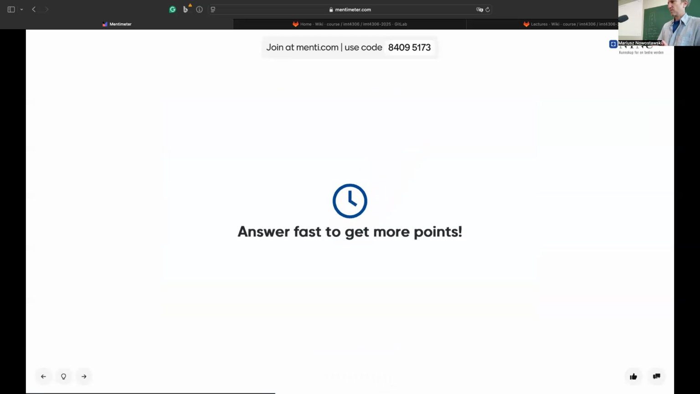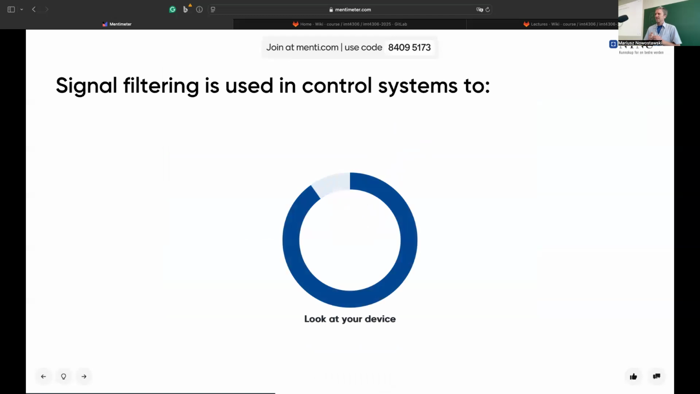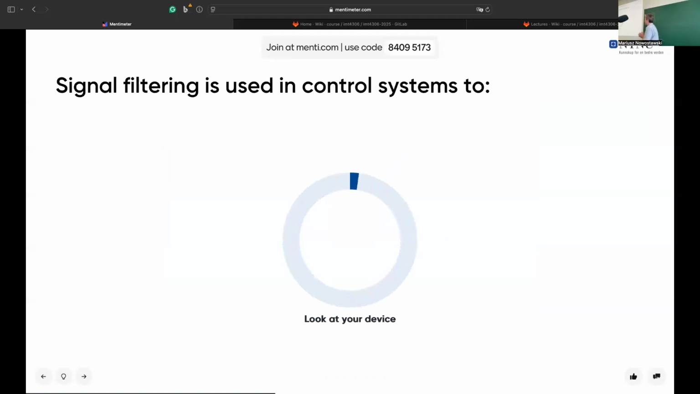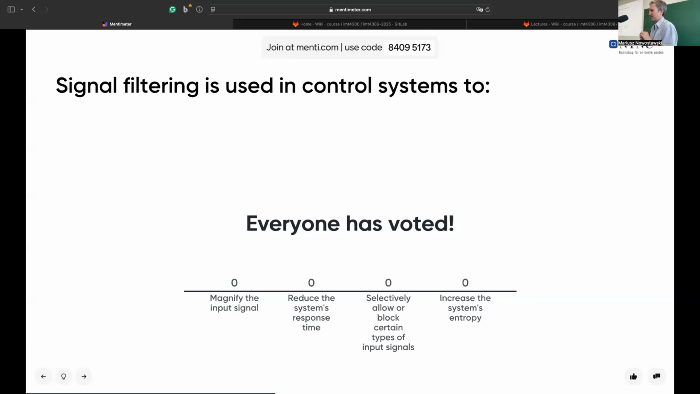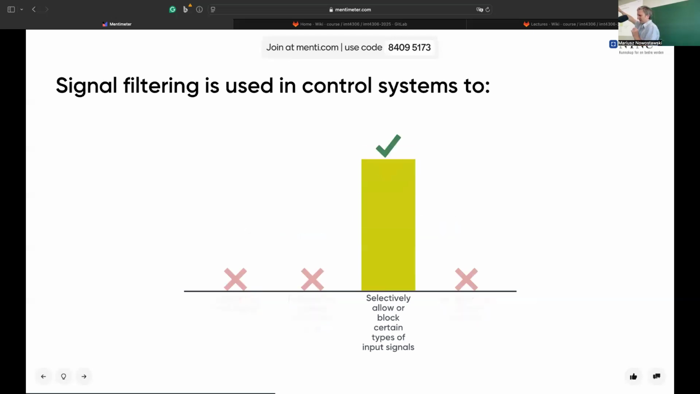All right, so then, whoa, 19 questions. We have a lot of questions. So signal filtering is used in control systems to magnify the input, reduce the system's response time, selectively allow or block certain types of input, increase the system's entropy. So signal filtering is to selectively, yes, fantastic.